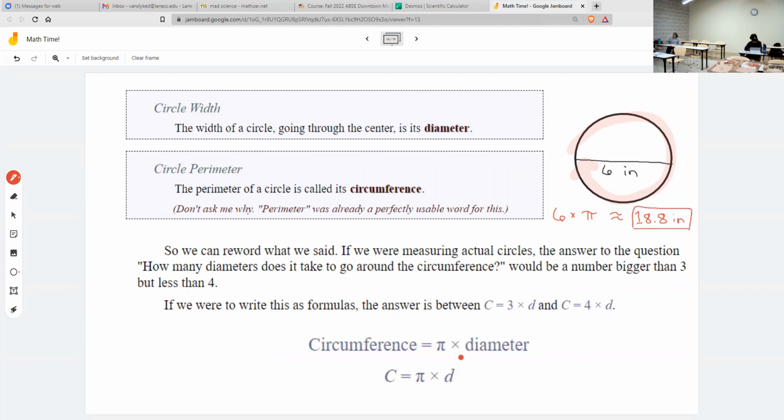So that's all that it is. It's some number a little bigger than 3. 6 times 3 is 18. This is a little more than 18. And when you wrap it all the way around that many times, you finish going around the circle.